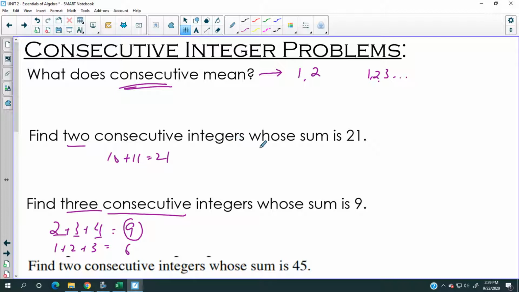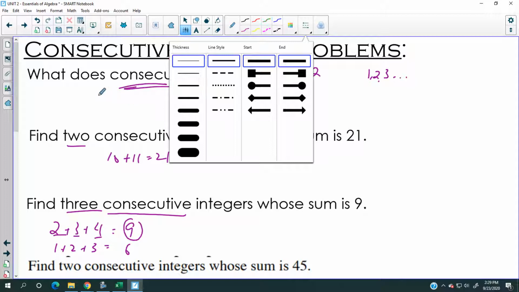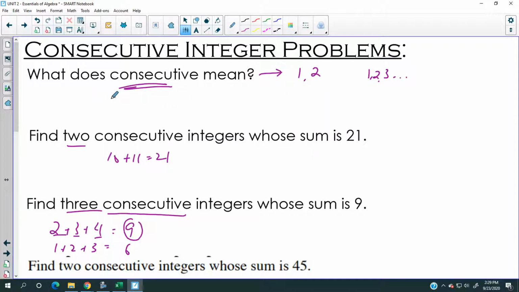So think about this. Actually, let's take this back up one level. Let me use a different color. Let's say we have three numbers, 1, 2, and 3. Let's say we use the letter n to represent the first number. So n is the first number. Now, the 1 itself is the number, so don't confuse the 1 with the first number.